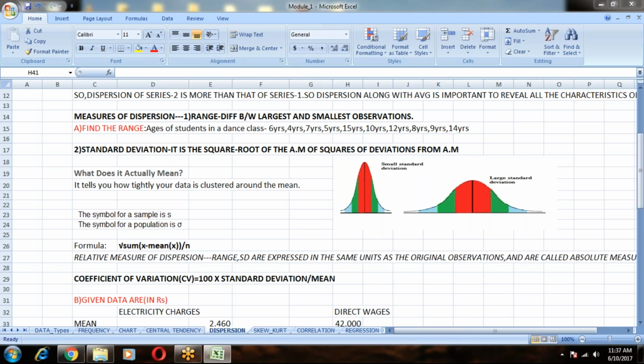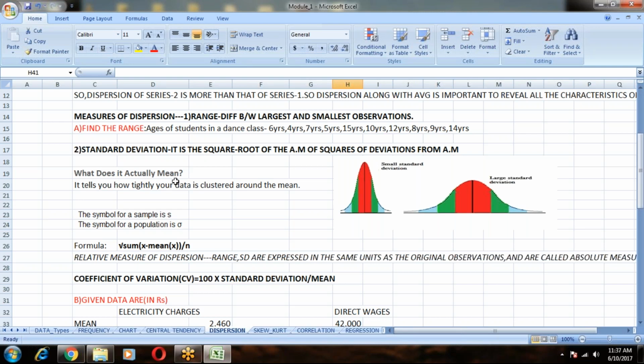And how to calculate range? Obviously, your system will do it, but actually range is calculated by taking the difference between the minimum or the lowest value and the highest value of a given set of observations. So that is your range concept. Got my point, guys? Next is your standard deviation. Now, it is the square root of the arithmetic mean of squares of deviations from the mean. It sounds very difficult, right, guys? So you don't have to remember that because no one is going to ask you that.